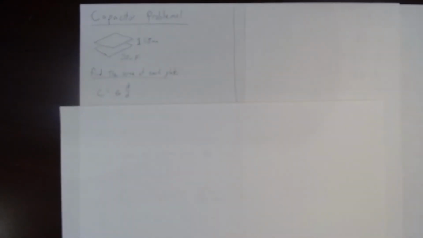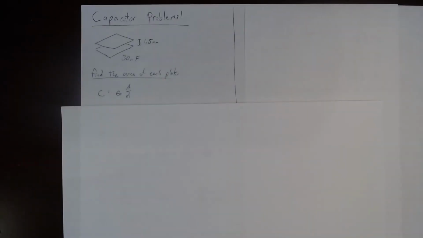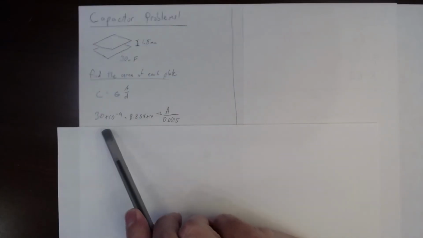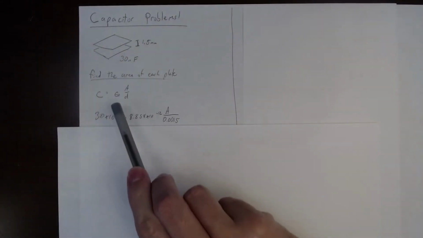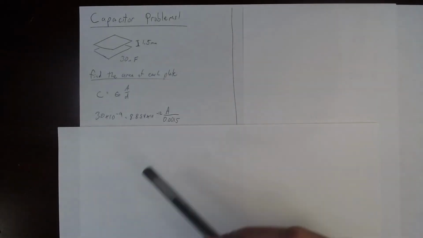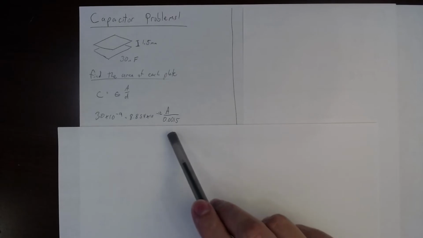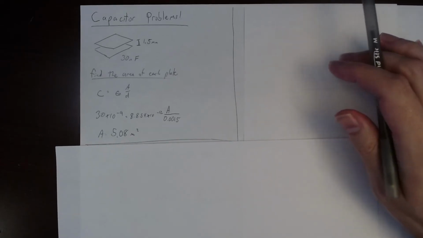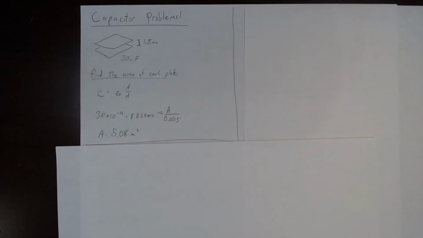What about this? Capacitance is equal to epsilon naught times A over D. Well, we know capacitance, 30 nanofarads, 30 times 10 to the minus 9. Epsilon naught, we find that in the equation sheet. A is what we're looking for. Distance between the plates, 0.0015 meters, 1.5 millimeters. Remember those conversions. And we solve. Doesn't take too long for that one.